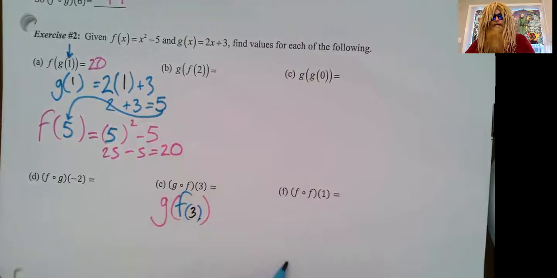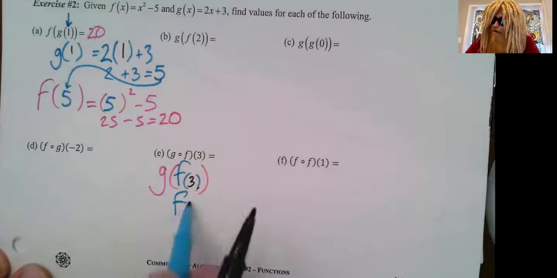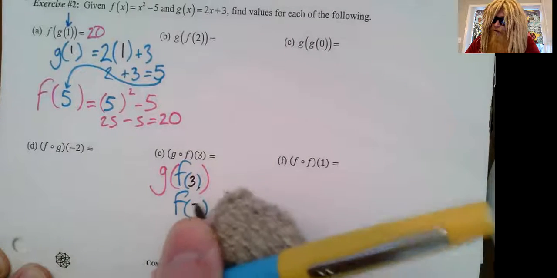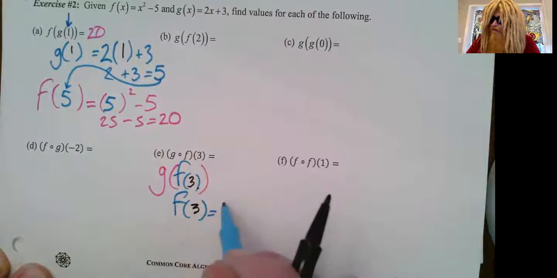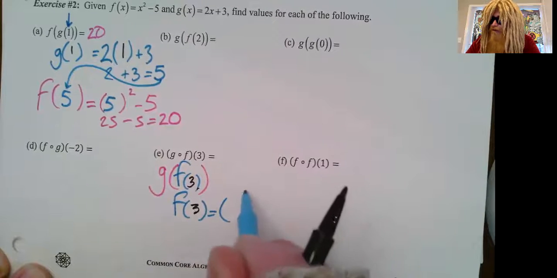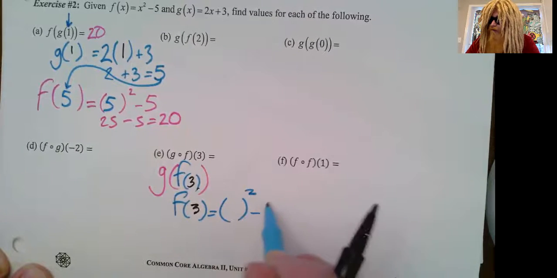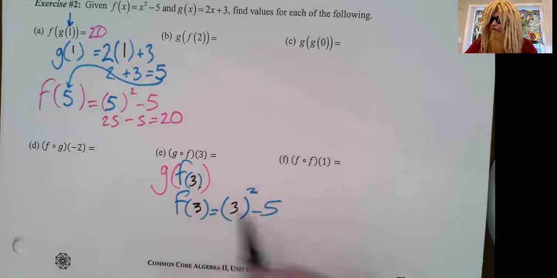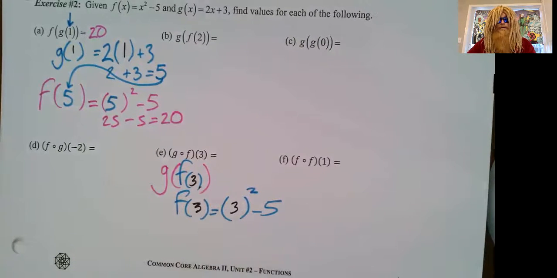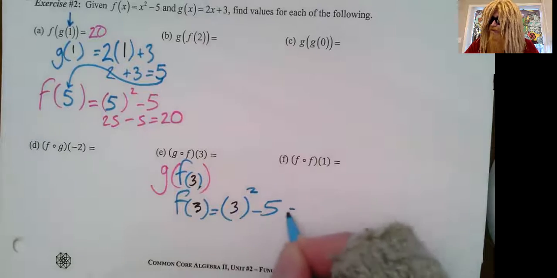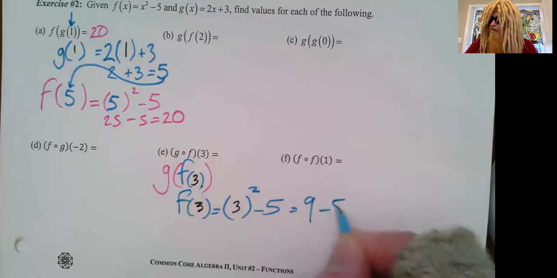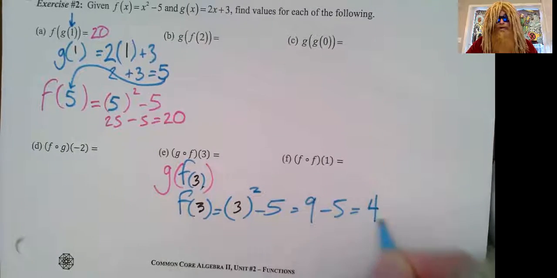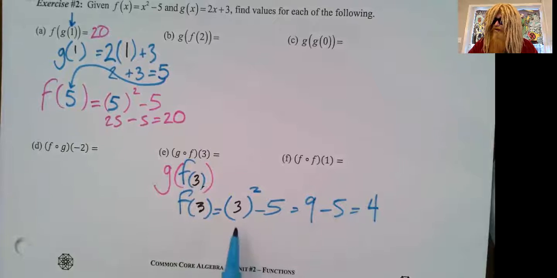So if I'm going to be sliding this up and doing the f of 3, then the equation itself is going to be x squared, or in this case, parentheses squared, minus 5. And we know from this input here, we're going to be plugging 3 in for that input. So let's do some work here. 3 squared is going to be 9, and 9 minus 5 is going to be 4. That gives us the output value that we have for this first interior function.